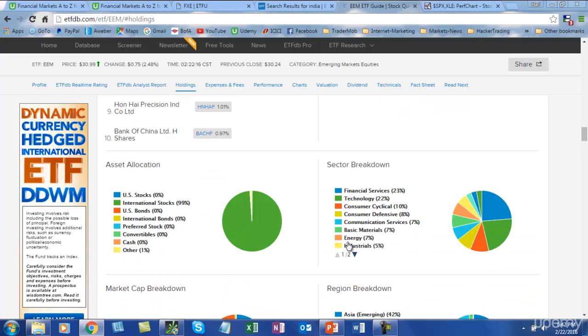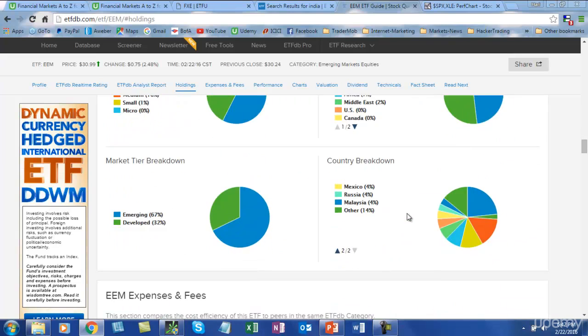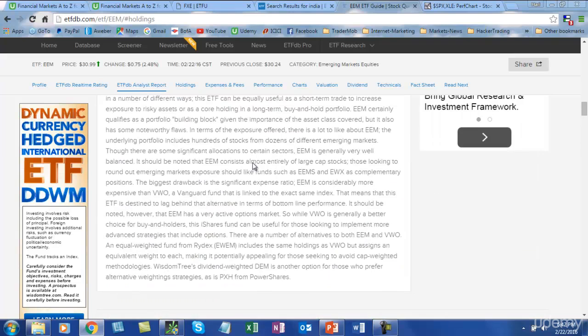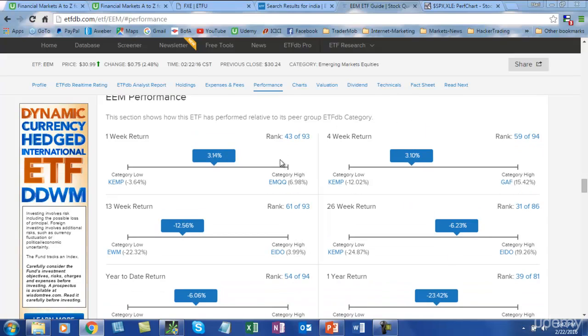What are the kinds of companies or sectors it's involved in? What are the countries it's involved in? And of course, you'll have all the performance and everything that you need to analyze. You'll have all of these over here as well. So for some purposes, the ETF DB is better, and then for other purposes, the ETF U is better.